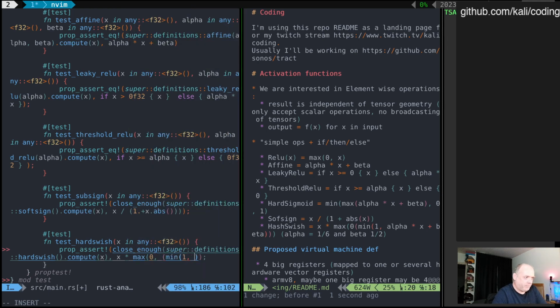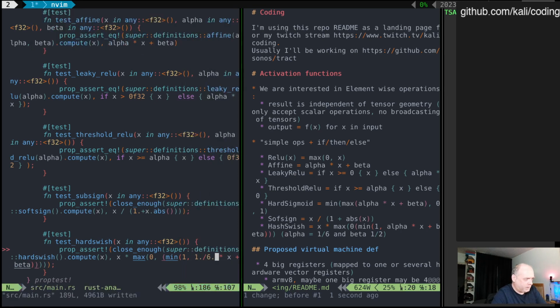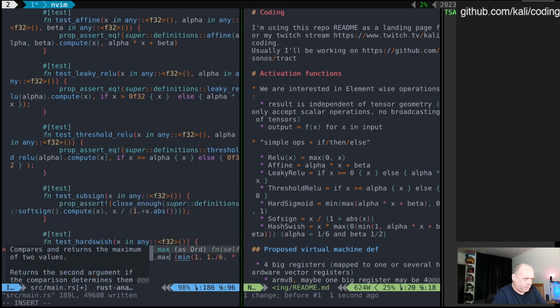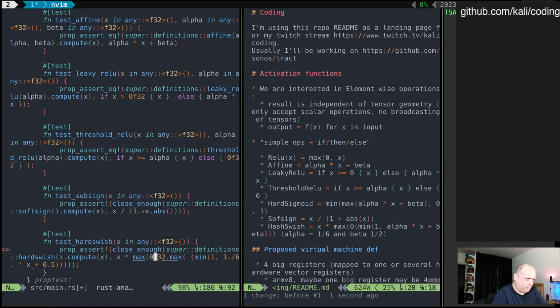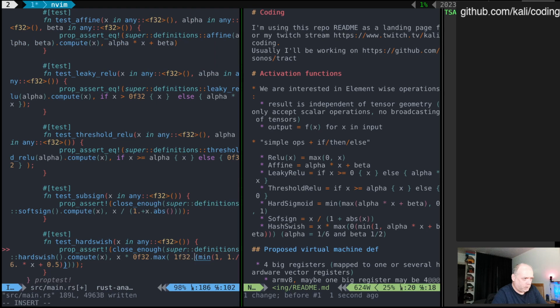It's absolutely ridiculous, but I'm just going to copy it. 1 over 6 times x plus beta, closing parentheses. Here we go. So alpha is 1 over 6, and beta is 0.5. And so I'm going to do 0.max, so it's 0 of 32.max like this, and that's 1 of 32.min, like that. Okie doke. One too many.